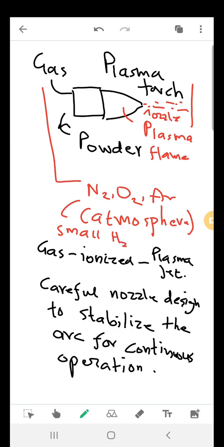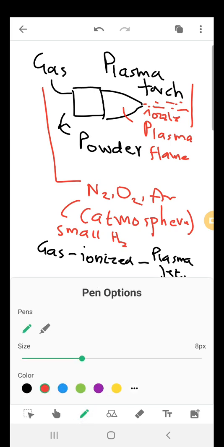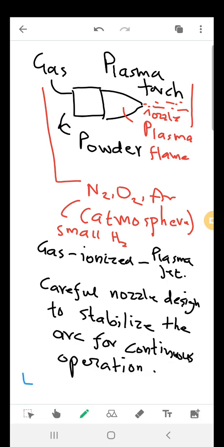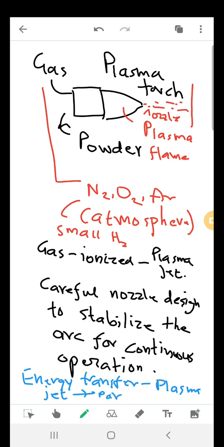So the process involves energy transfer from the plasma jet to the particles. This transfer is very efficient in this case.